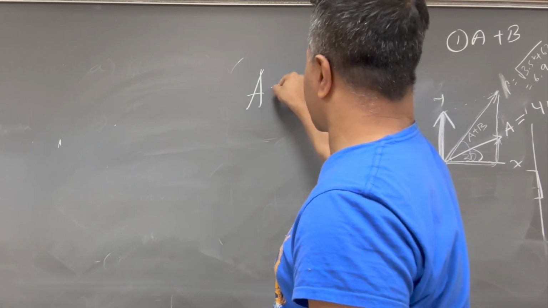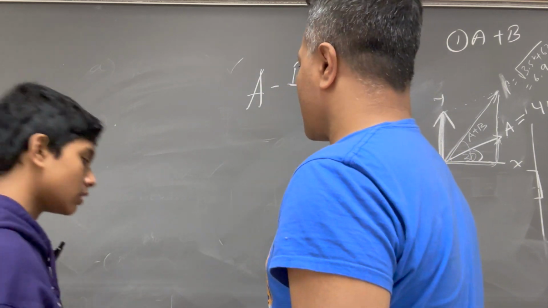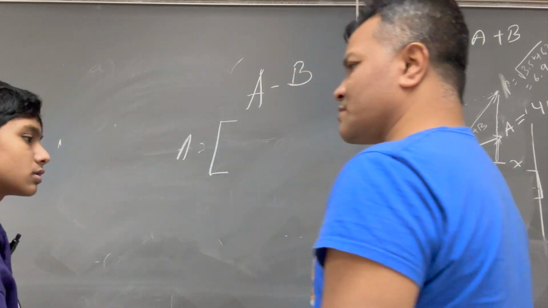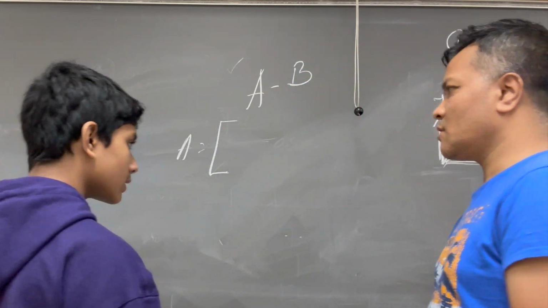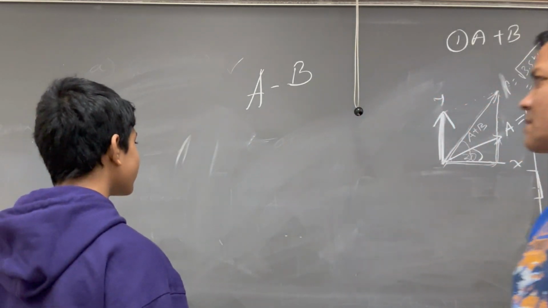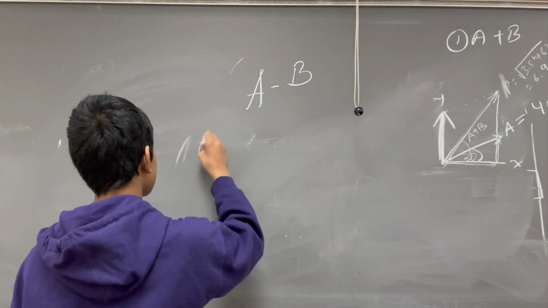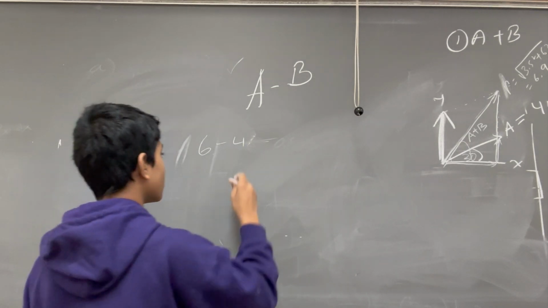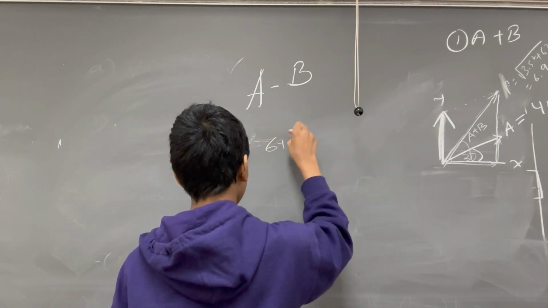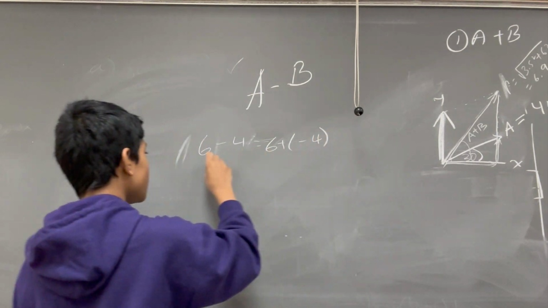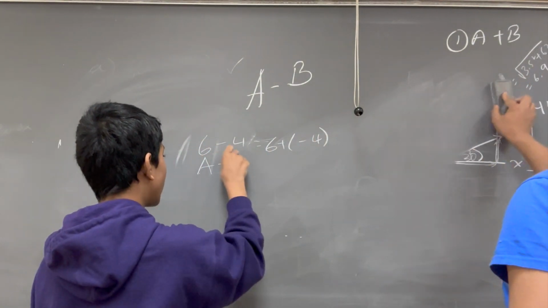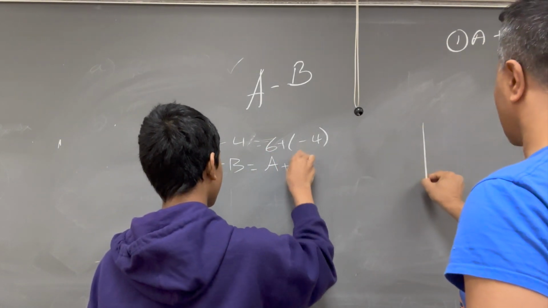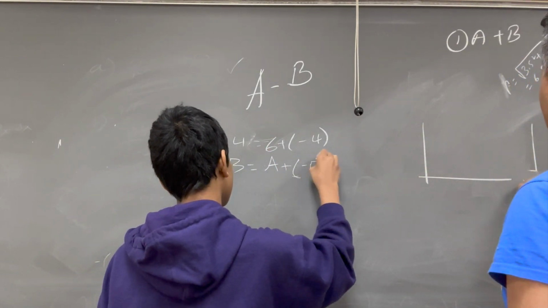Now you're going to do A minus B. There are lots of ways to do it. Think about subtracting 6 and 4: what are we really doing here? We're adding 6 and negative 4. In the same way, when we're subtracting two vectors, we're adding the negative version of one vector to the other.